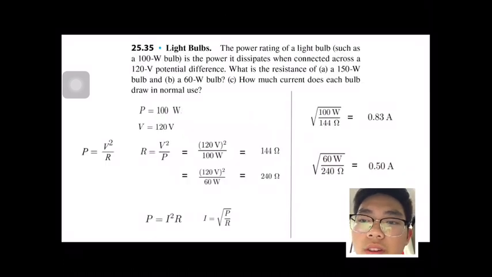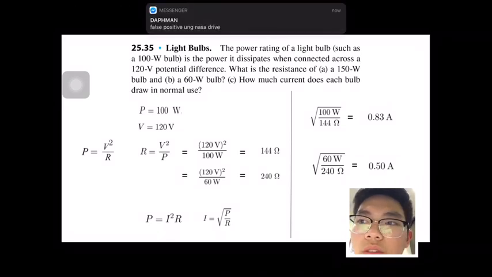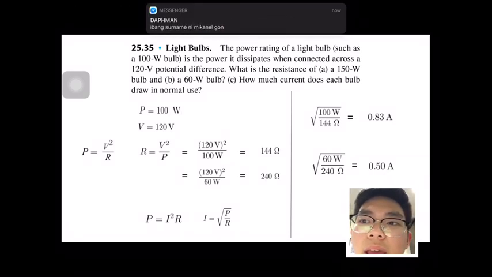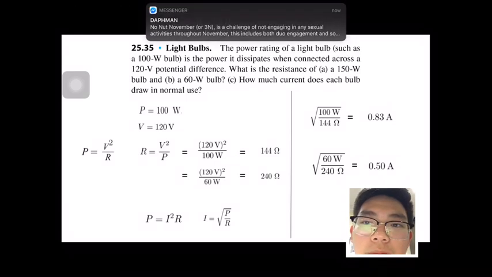For the first question, we have: the power rating of a light bulb, such as a 100 watt bulb, is the power it dissipates when connected across a 120 volt potential difference. What is the resistance of A, a 150 watt bulb, and B, a 60 watt bulb? And B, how much current does each bulb draw in normal use? Well, let's look at our given.